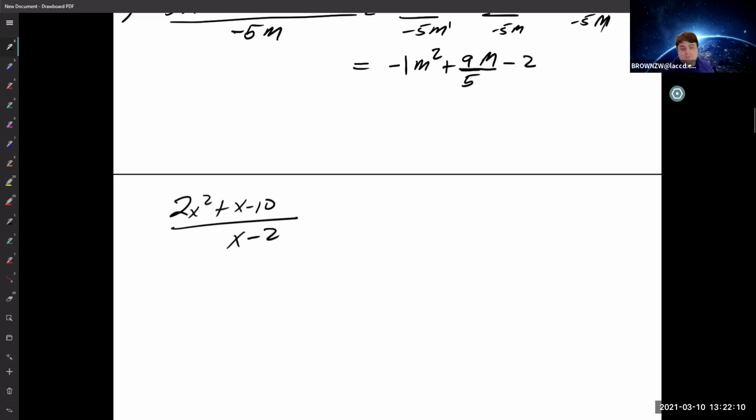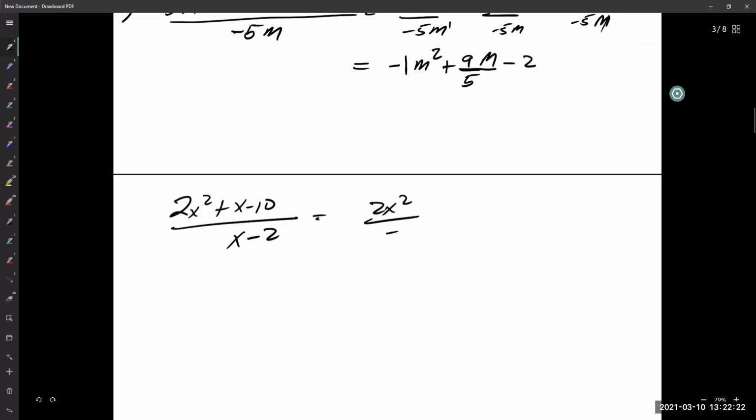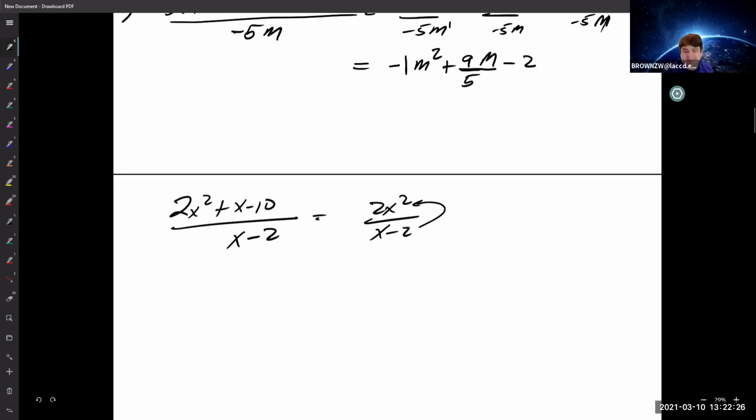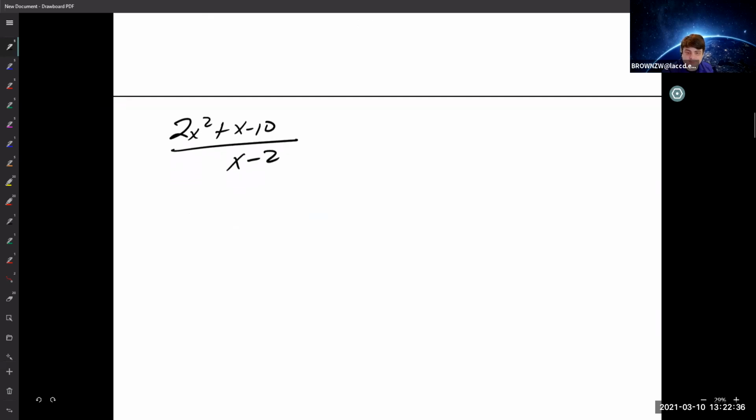So the problem here is that we can't split this up over the denominator, because I have 2x squared over x minus 2. We can't just cancel out single terms like that. We can only cancel it out if it's the whole thing going into that. So we're going to have to do a different technique for when we have a polynomial in the denominator. And the answer is we're going to go back to long division.